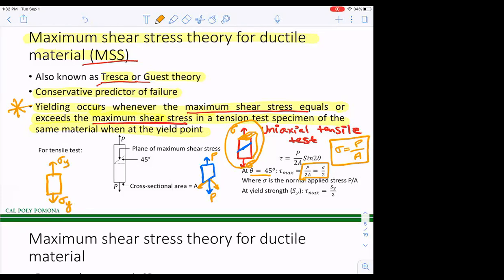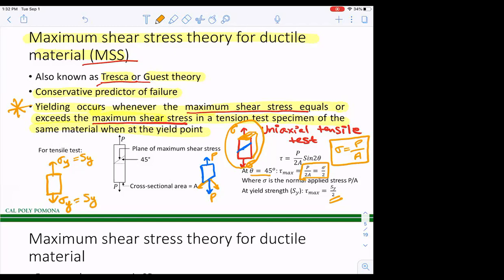Then the normal stress becomes equal to yield point. Then the maximum shear stress, instead of writing sigma by 2, I can write SY by 2. In your book, SY means yield strength. In your book, SY and sigma Y are the same.